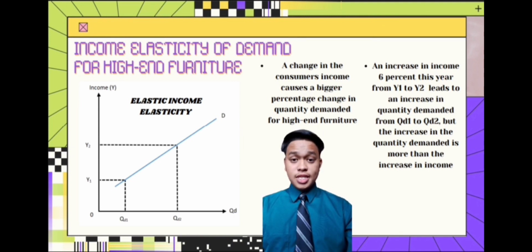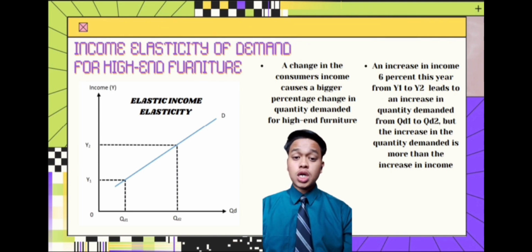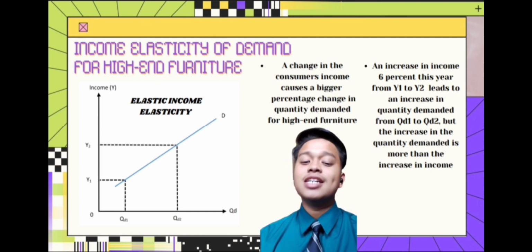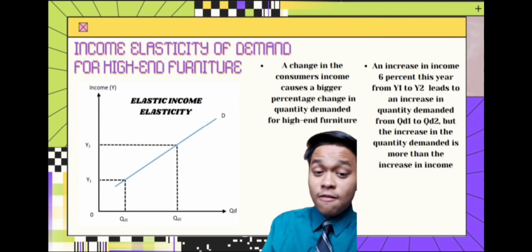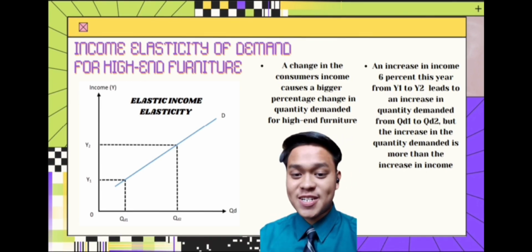An increase in income of 6% this year from Y1 to Y2 leads to an increase in quantity demanded from QD1 to QD2. But the increase in the quantity demanded is more than the increase in income. So basically, this is the shape of the demand curve for high-end furniture.